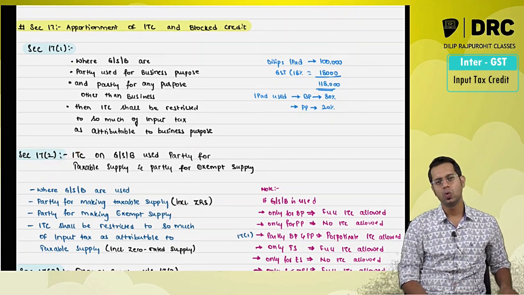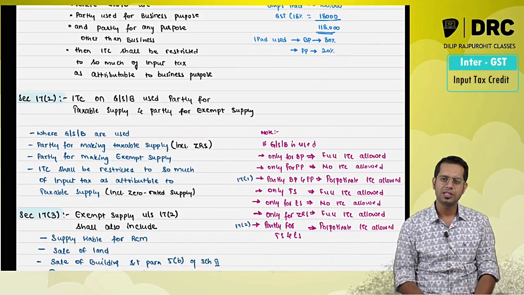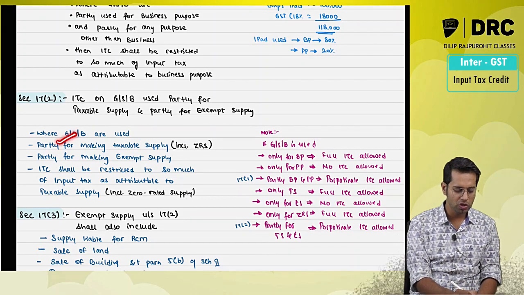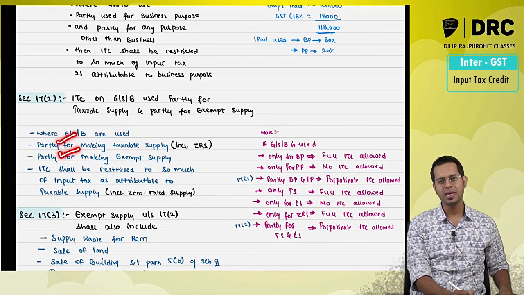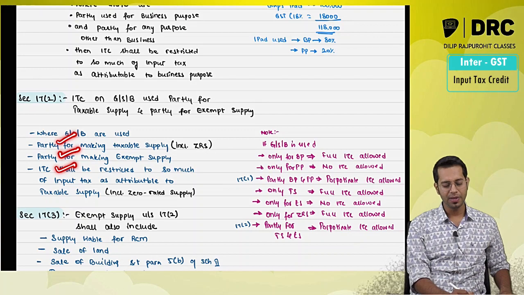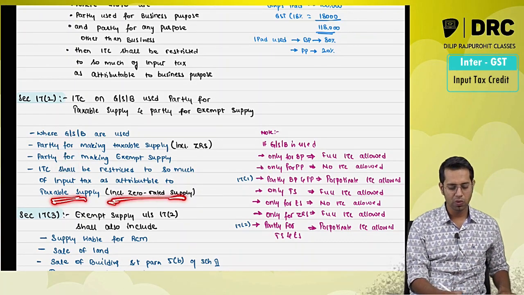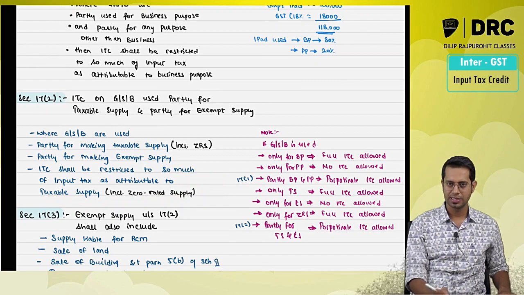Then 17.2. ITC on goods or services used partly for taxable supplies and partly for exempt supplies. So if you are having any goods or services or both which you are using partly for the purpose of making taxable supplies including zero rated supplies and partly for making exempt supplies, then ITC shall be restricted to so much of input tax as attributable to taxable supplies including zero rated supplies. Zero rated supply means what, sir? Export of goods or services and supply made to an SEZ unit or SEZ developer.